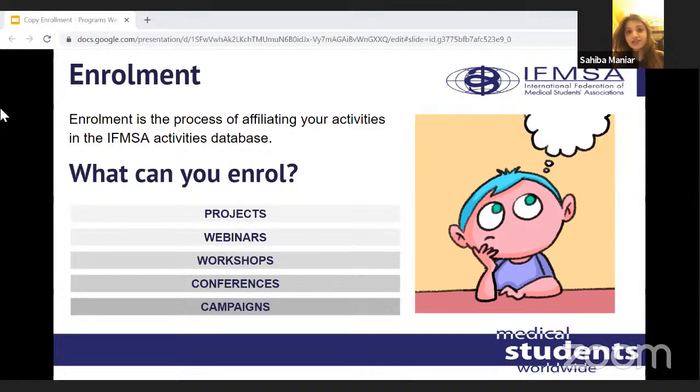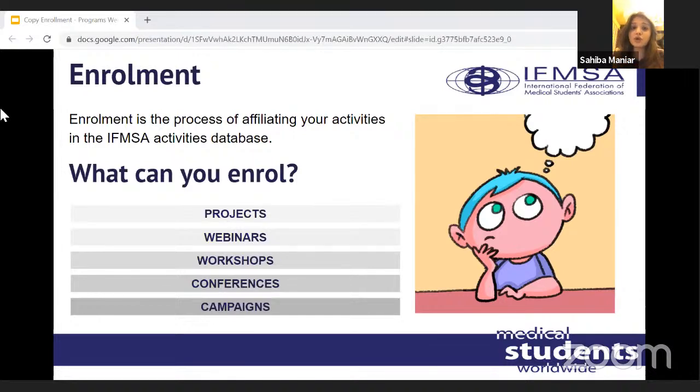And how do you do that? You do that by a simple step called enrollment. So what is enrollment that we always talk about? Enrollment is the process of affiliating your activities with IFMSA. To keep it very simple, it's a way of letting IFMSA know what kind of activities you've done, what activity management you've used, and what methodologies you've used. It allows you to be a part of the activity database and join the network of activity coordinators globally.